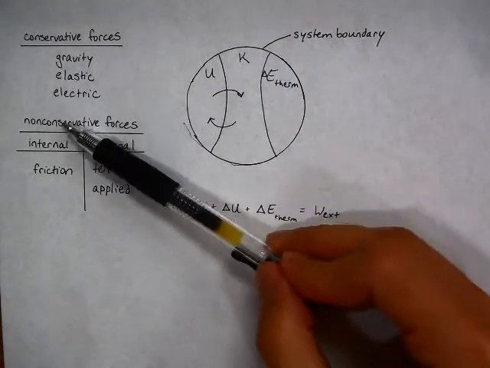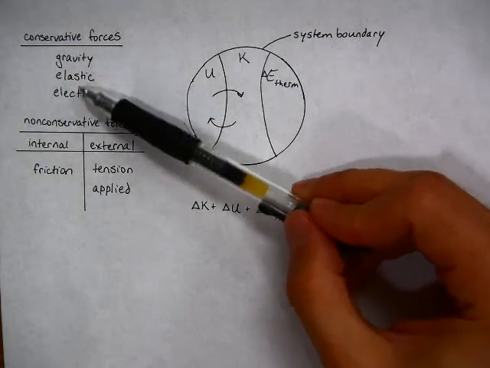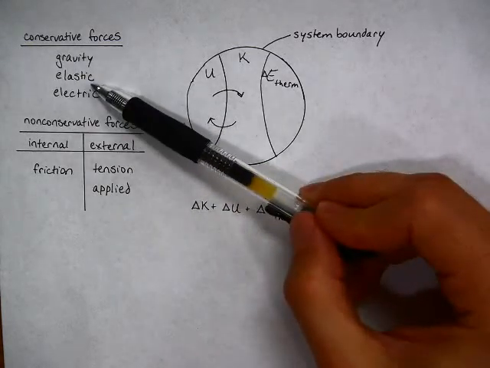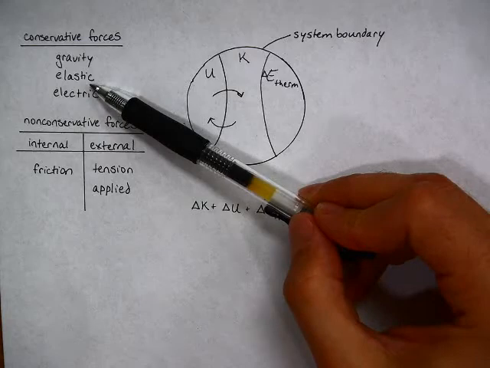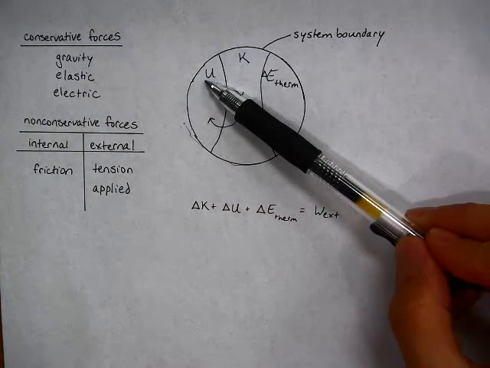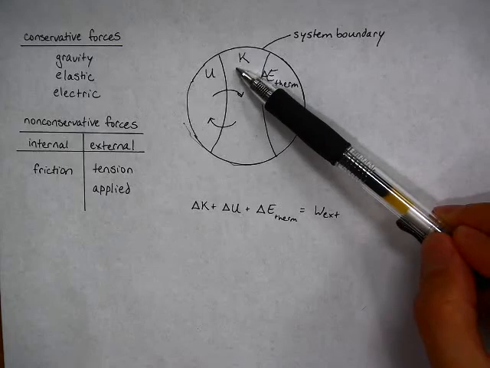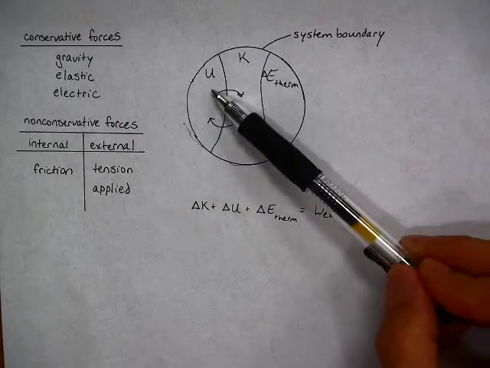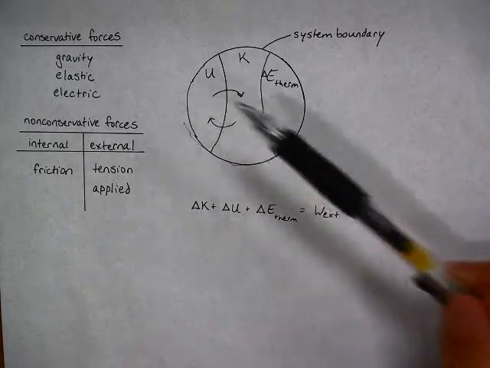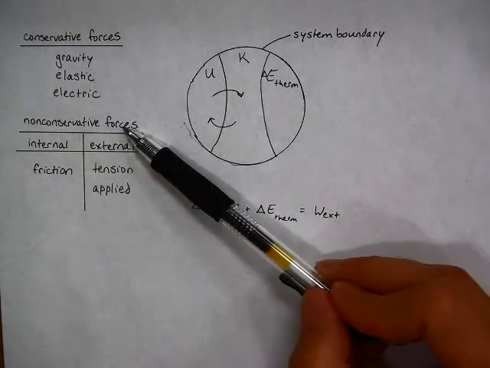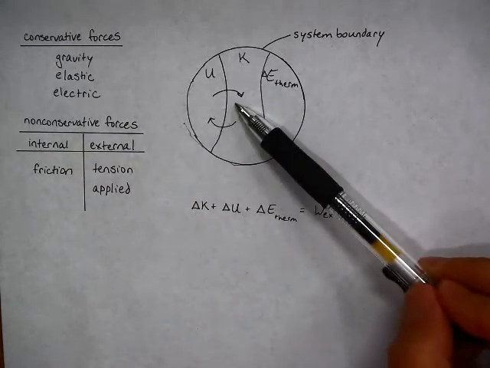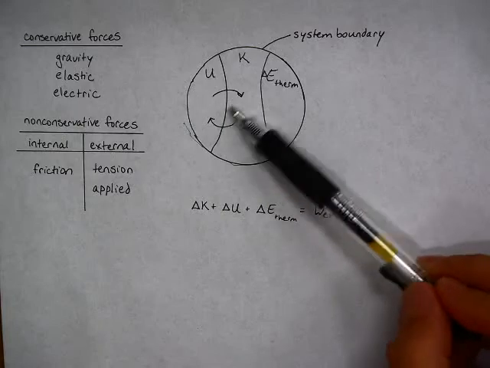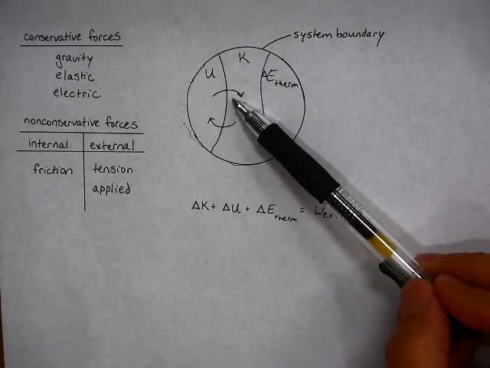Here's a list of forces. These three forces are called conservative forces: gravity, elastic, and electric, because they conserve what we call mechanical energy, which is the total of potential plus kinetic. That is, whenever these forces act, it only leads to transfers between these two categories, back or forth. Non-conservative forces take energy out of these categories, or put energy into these categories, thereby not conserving mechanical energy.